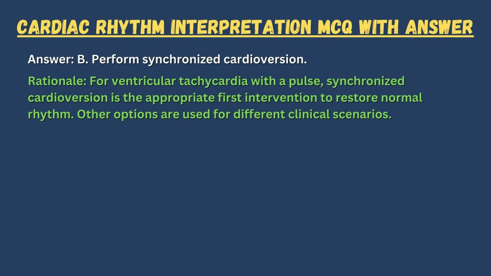Answer: B. Perform synchronized cardioversion. Rationale: for ventricular tachycardia with a pulse, synchronized cardioversion is the appropriate first intervention to restore normal rhythm. Other options are used for different clinical scenarios.